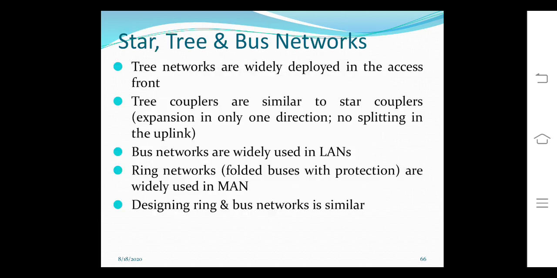And the tree networks are widely developed in the access front, and tree couplers are similar to the star couplers, and the expansion is done only in one direction, so no splitting is there in the uplink. Bus networks are widely used in LANs, whereas ring networks are mostly used in MANs, that is metropolitan area networks, and designing the ring and bus networks is mostly similar, that is LANs and MANs.